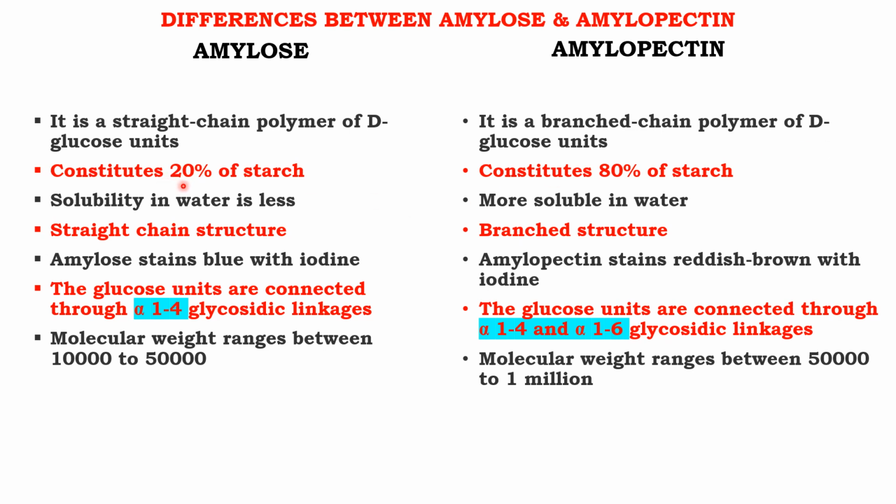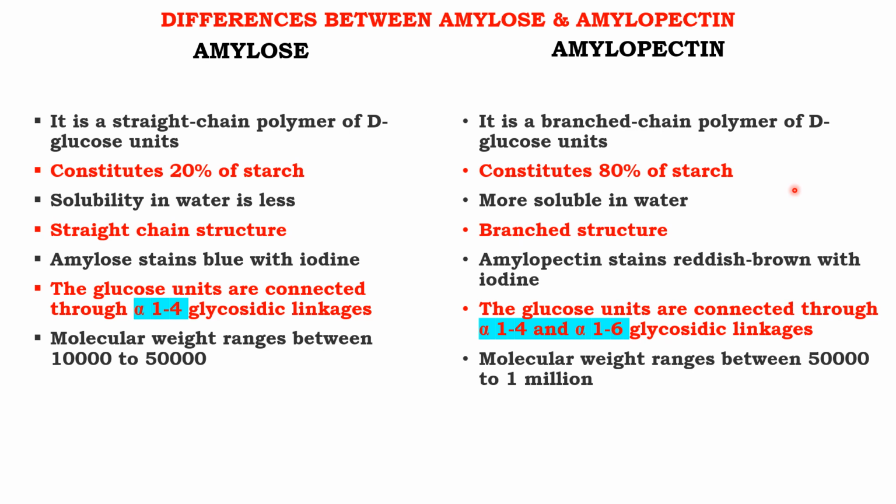The second is that amylose constitutes 20% of starch, while amylopectin constitutes 80% of the starch. So when we take a starch molecule, 20% is amylose while 80% is amylopectin. The third difference is that amylose is less soluble in water while amylopectin is soluble in water.